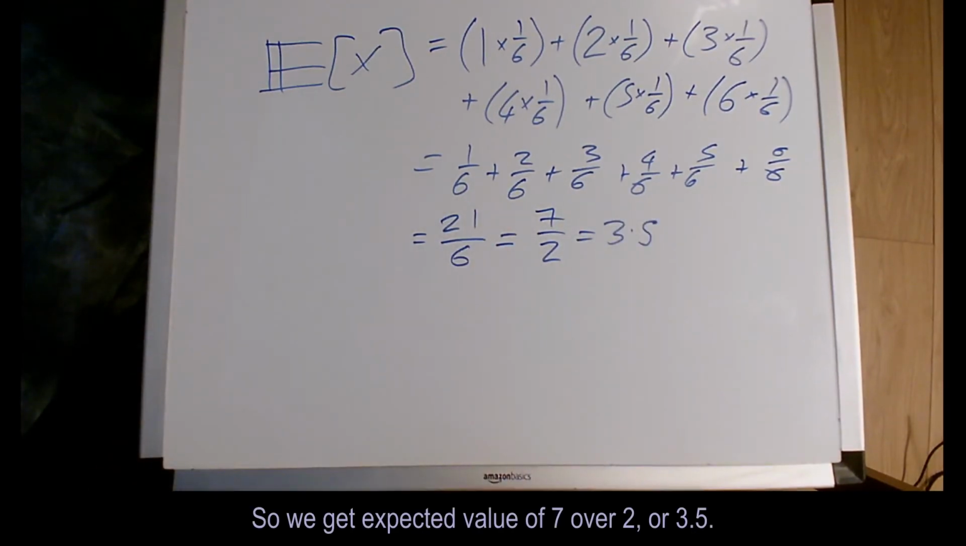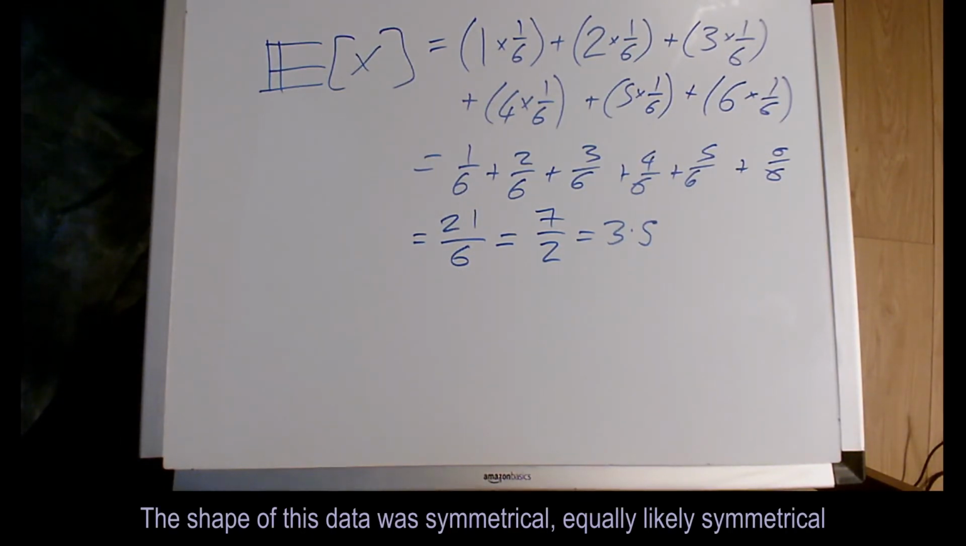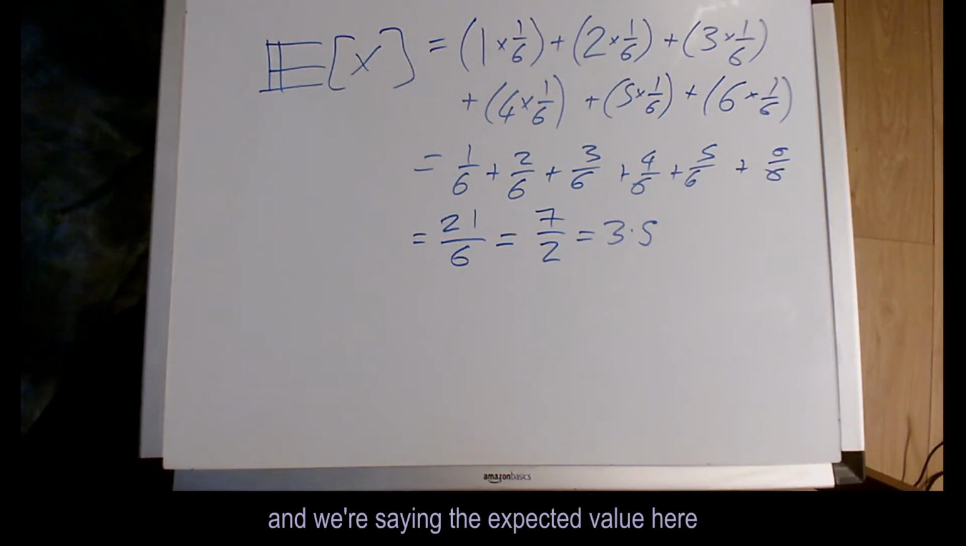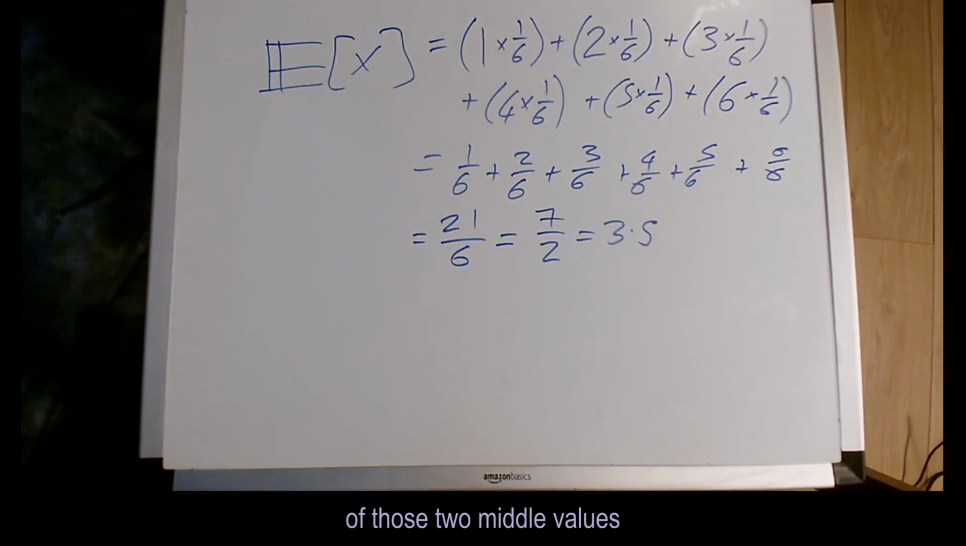So we get an expected value of 7 over 2, or 3.5. Now, what was the shape of this data? The shape of this data was symmetrical, equally likely symmetrical. And we are saying the expected value here, which is analogous to the mean, is right in the middle, 3.5, right in the middle of those two middle values, which shows symmetrical data.